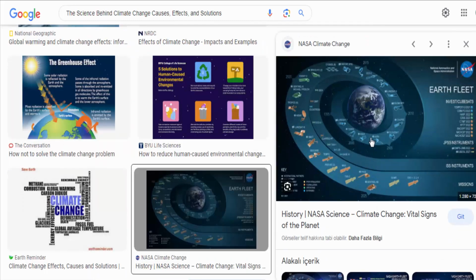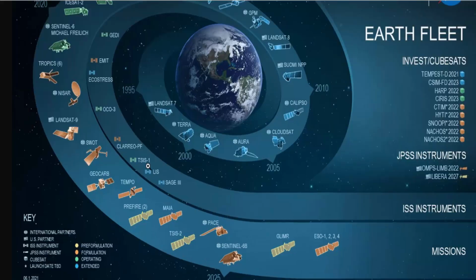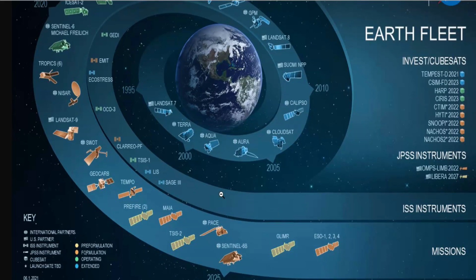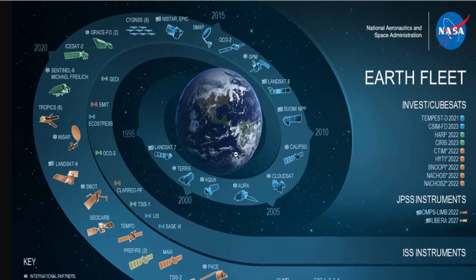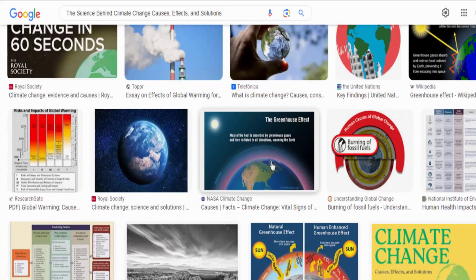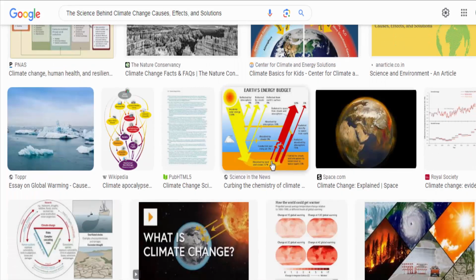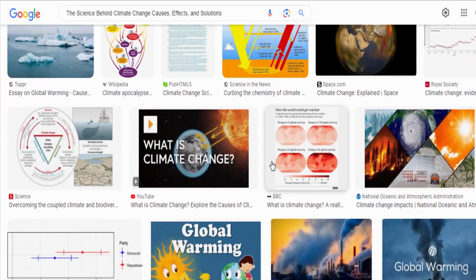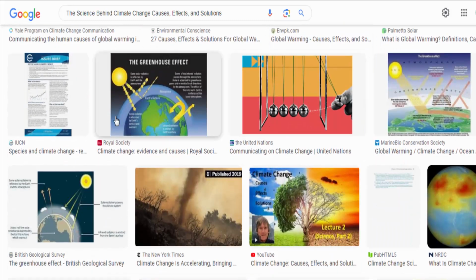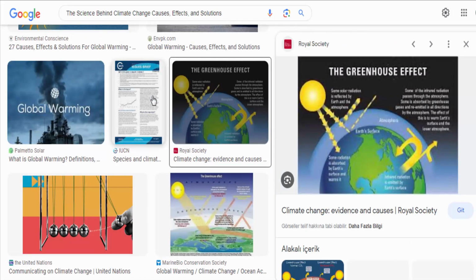Adaptation focuses on adjusting to the current and future impacts of climate change. This includes implementing measures to protect vulnerable coastal areas, developing climate-resilient infrastructure, enhancing water management strategies, and improving disaster preparedness and response. International cooperation. Climate change is a global issue that requires international cooperation and agreements, such as the Paris Agreement, to set emission reduction targets and support developing countries in their efforts to mitigate and adapt to climate change.